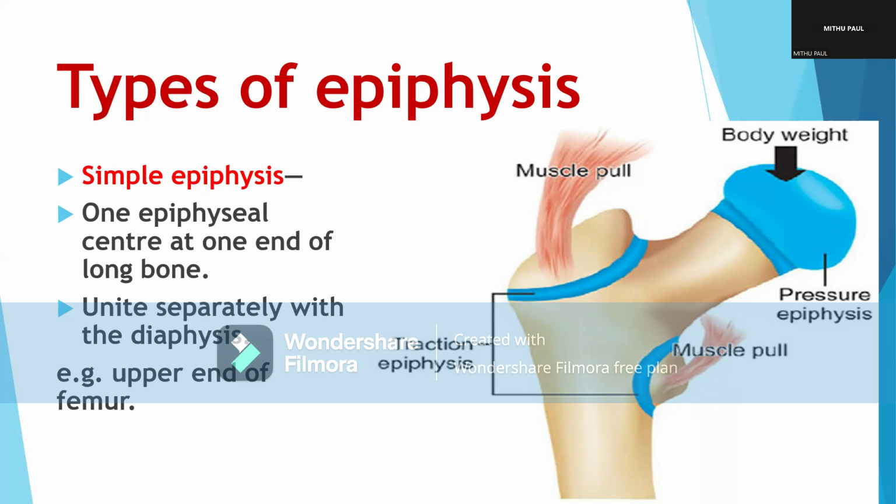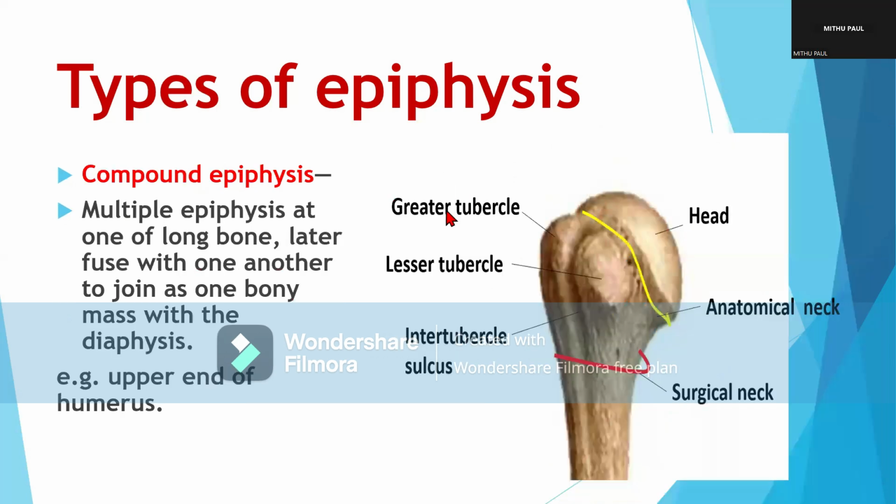Okay. Now again, the epiphysis can be said in two forms: simple epiphysis, where a single mass of bone appears as a cartilage, develops into ossification, and then merges with the main bone, one to one. So that is a simple epiphysis. But in some cases, such as at the upper end of the humerus, there are three separate epiphyses.